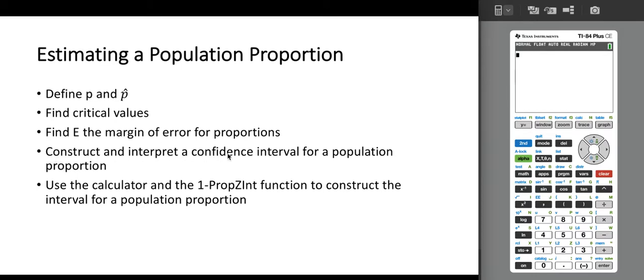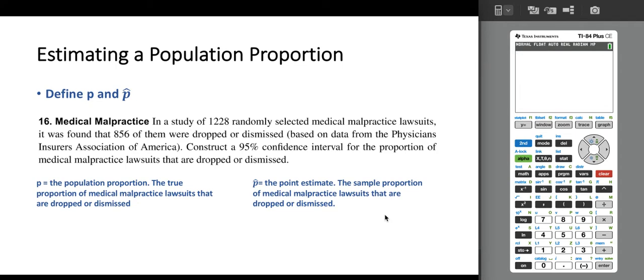After we've constructed the confidence interval for a population proportion, I want to talk to you about how to interpret that interval. And once we've done all this, I'm going to show you how, on your calculator, to construct the confidence interval. Okay, so let's get started. Let me show you an example.